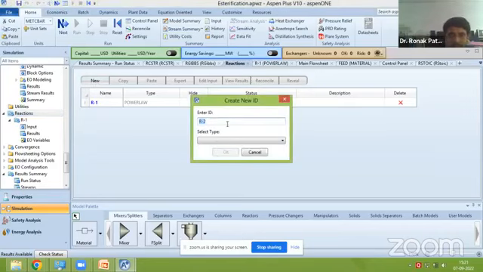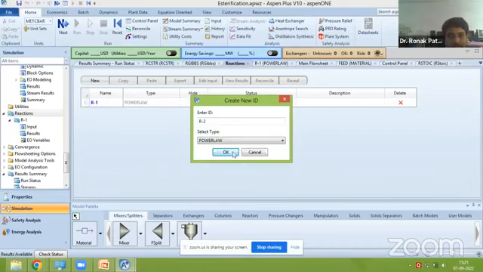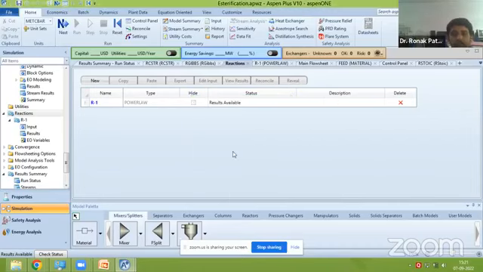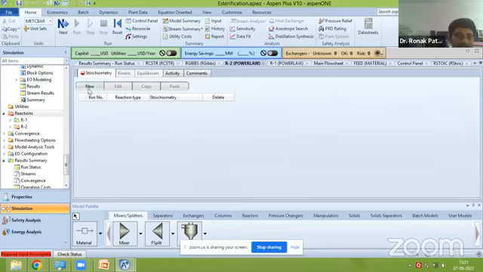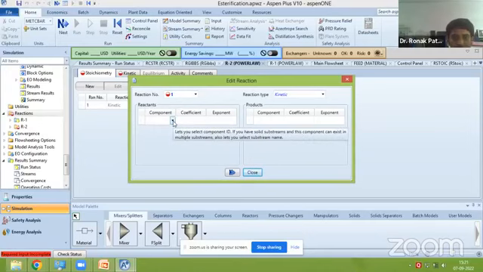Let's say I'm giving my name as R2, and which kind of rate law model: an LHHW model, power law model, ionic model. Let's say I have this simple power law model. So I need to select this R2, and here I need to add the reactions. And this is again from the esterification flowsheet.